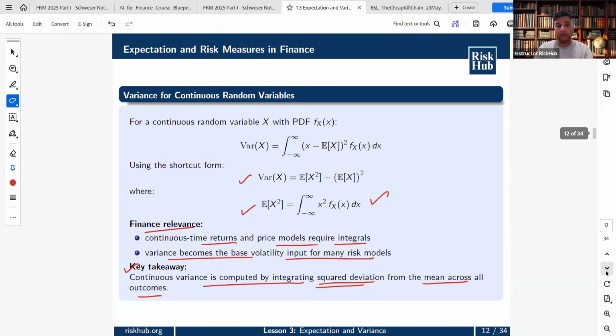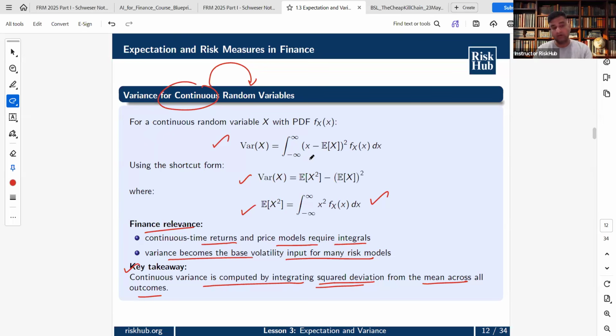Okay, same logic for variance of a continuous random variable. Previously the discrete case used summation, now the continuous variable uses integration. The formula is in front of you. Variance of X equals the integral from minus infinity to infinity of (x minus expected value of X) squared times f(x) dx. f(x) is the probability density function. Interpretation: think of integration as summing infinitely many tiny probabilities instead of using summation. We are using the integral because there are infinitely many possible outcomes.